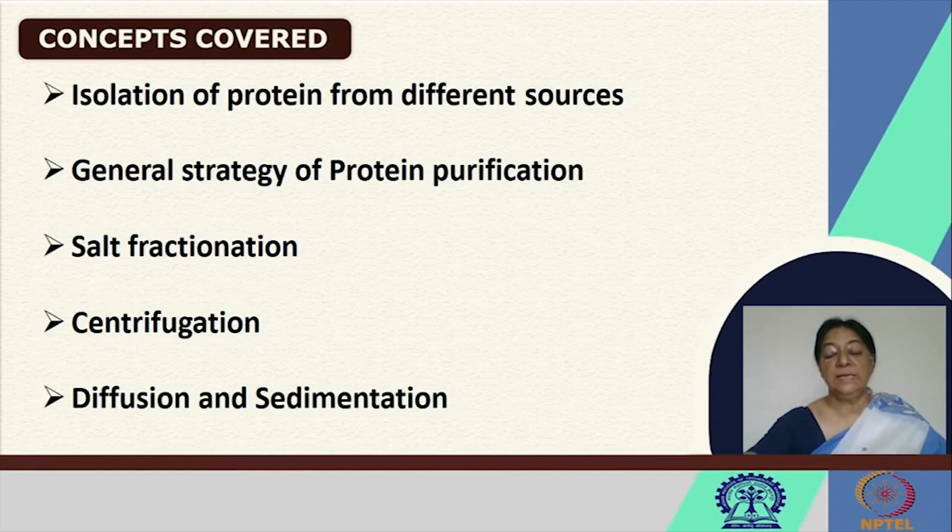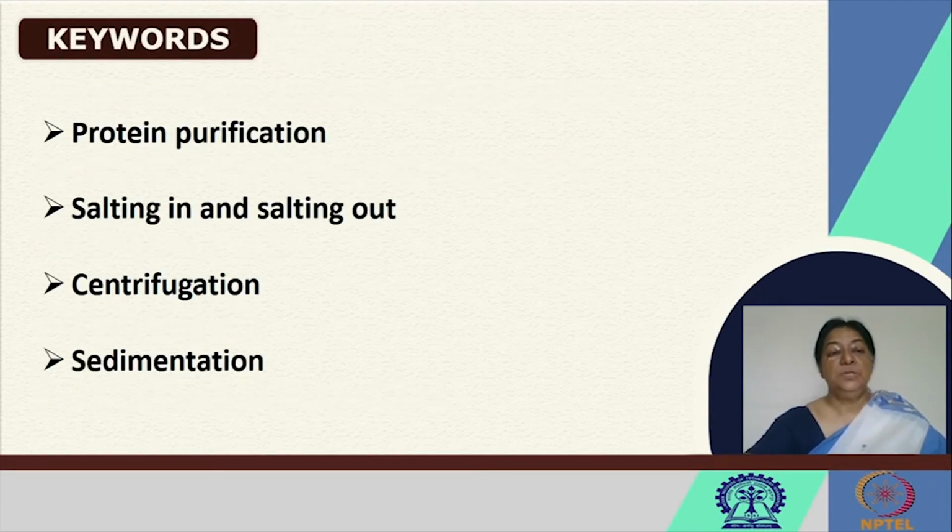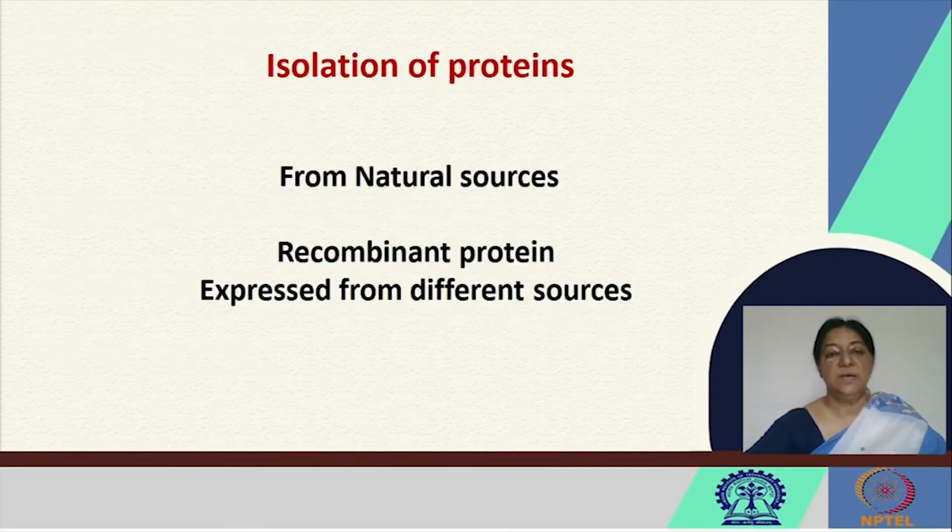centrifugation, diffusion, and sedimentation. To understand what we mean by protein purification, there are certain terminologies that we need to understand. The first course of action in isolation of proteins is the source from which the isolation is going to take place. So whether we are isolating it from natural sources or from recombinant protein sources, we would use recombinant DNA as the technique is called, protein expression, we will see what the basic methodologies imply.